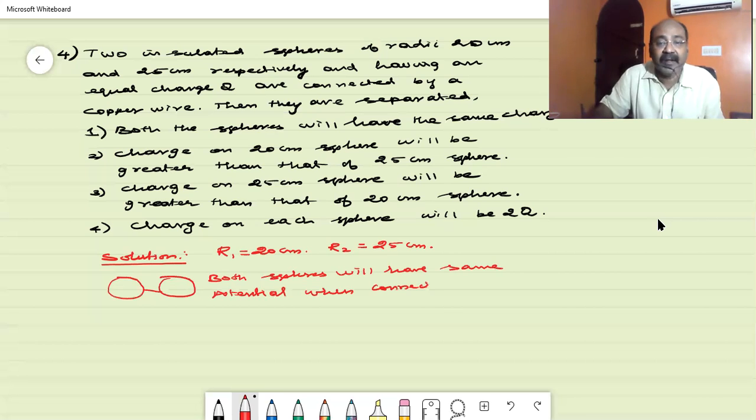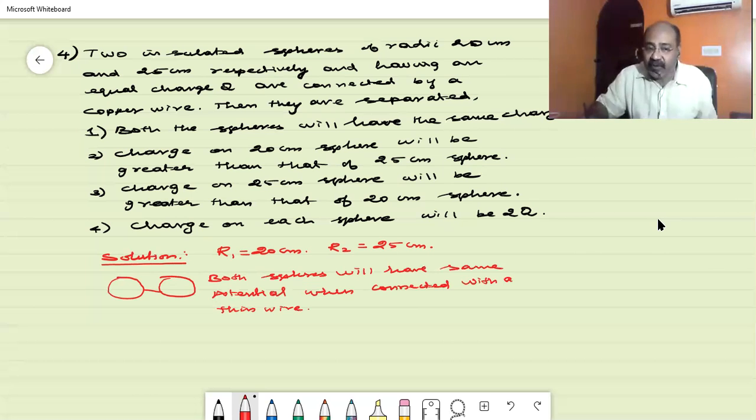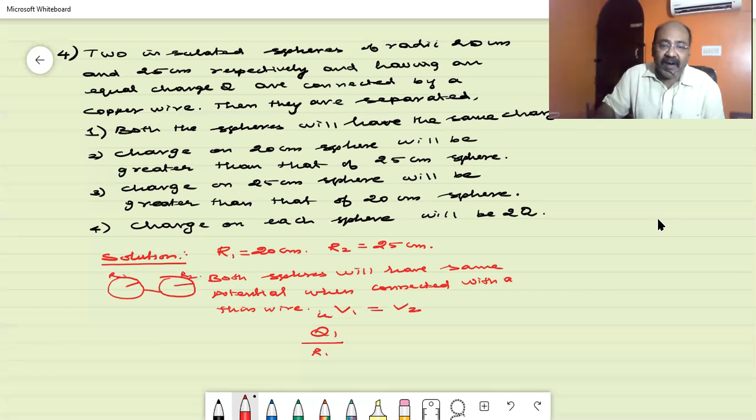So when both are connected with a thin wire, we can say V1 is equal to V2. This radius is considered to be R1 and this radius is taken to be R2, both having the same charges. So potentials are same. You might have studied sigma 1 R1 is equal to sigma 2 R2, or we can write Q1 divided by R1 is equal to Q2 divided by R2.